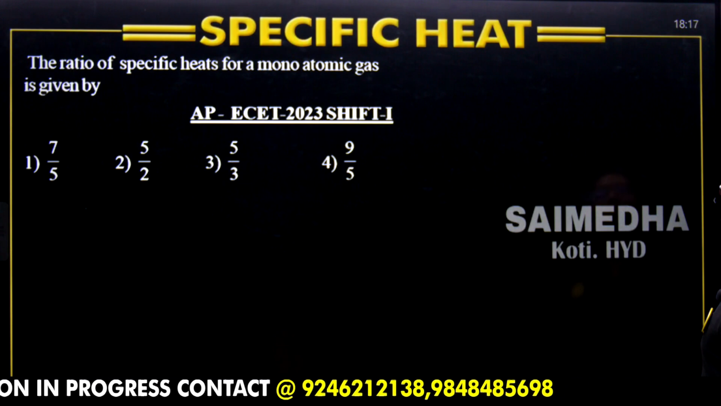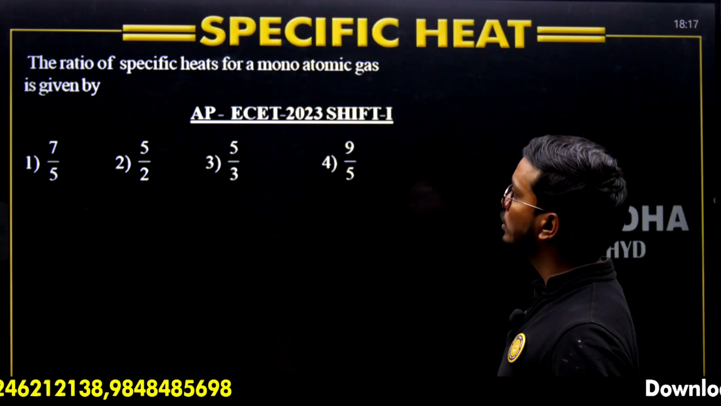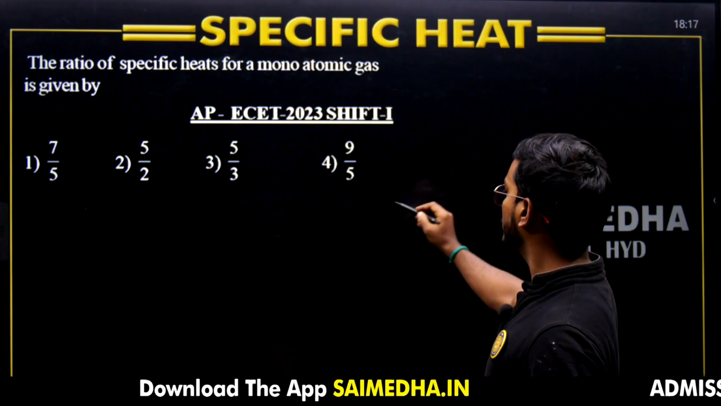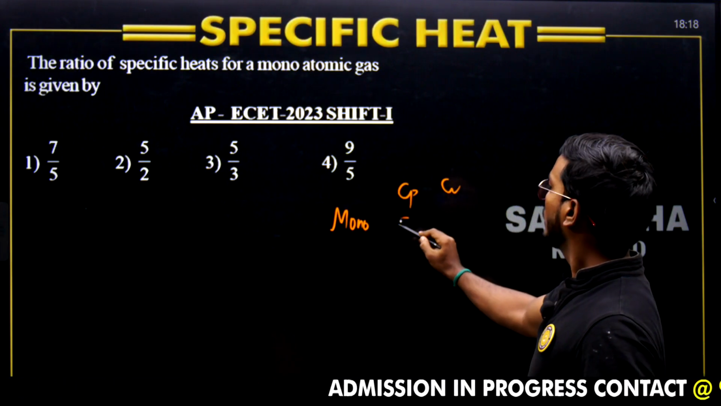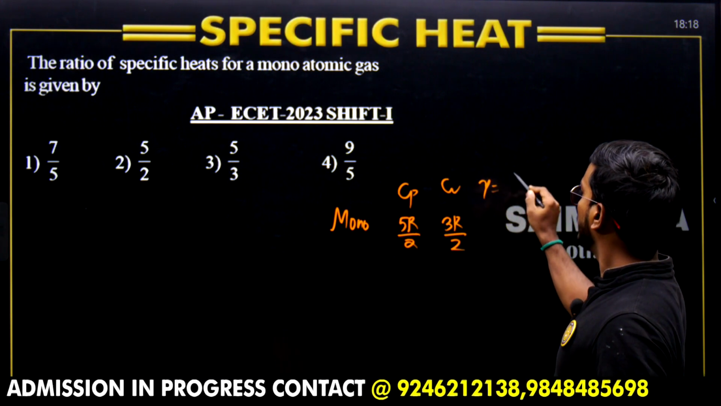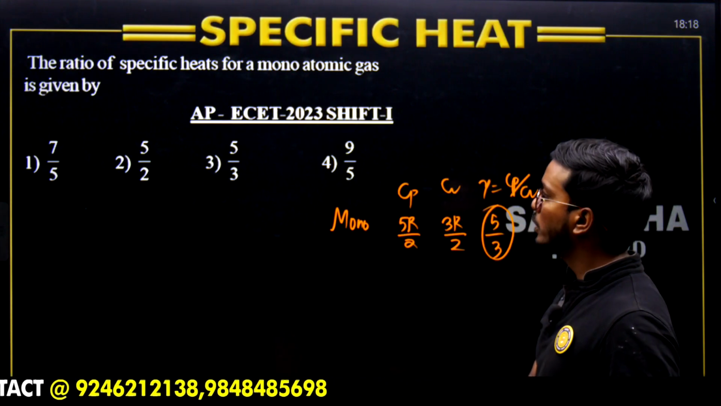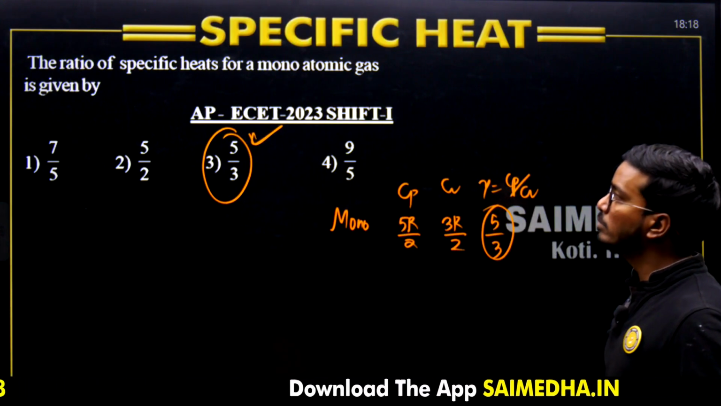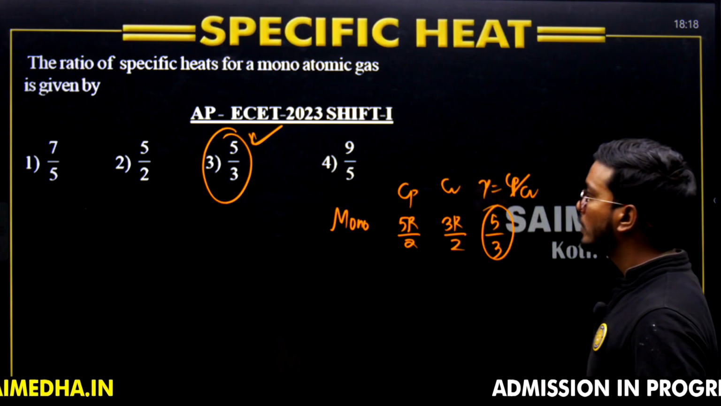Moving on to the next one. AP ECET 2023 shift 1. The ratio of specific heats of a monatomic gas is given as 1.66. What are the Cp and Cv values for a monatomic gas? Cp is 5R by 2, Cv is 3R by 2. Then gamma equals Cp by Cv, which is 5 by 3, that is 1.66. This question has appeared 3 times: 2007, 2013, 2023.